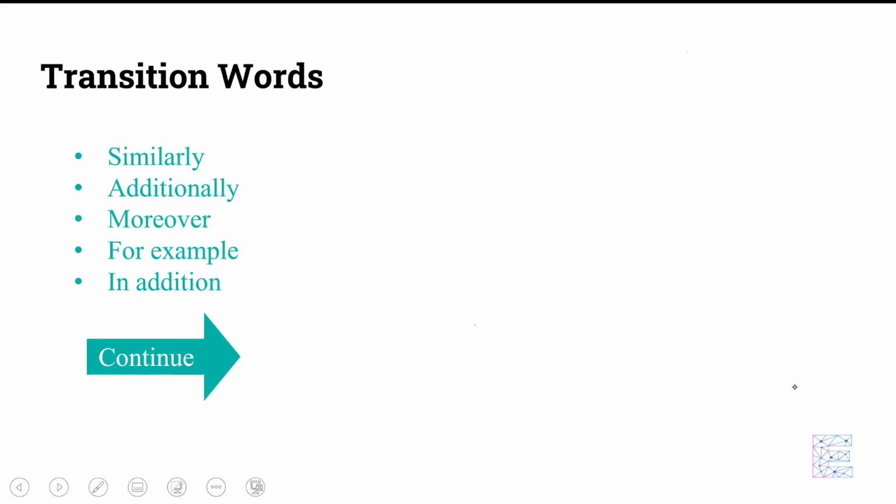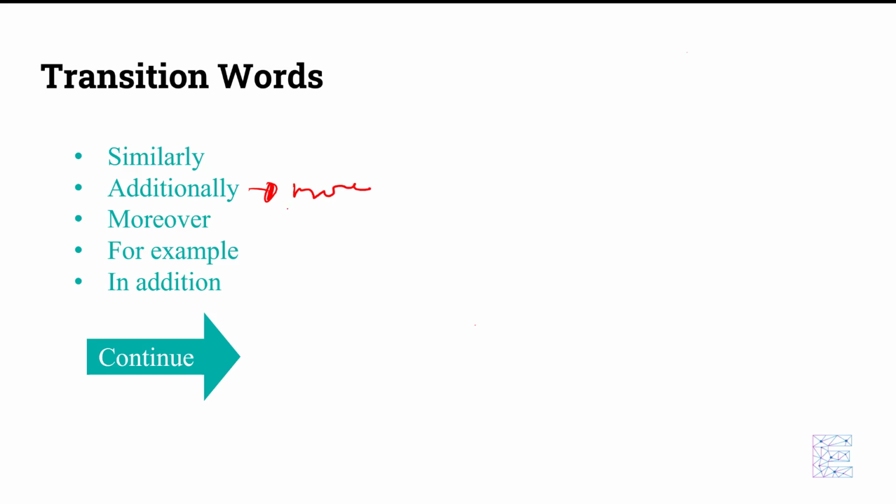The first group is continuing a thought, indicated by words like similarly, additionally, moreover, for example, and in addition. By no means is this an exhaustive list, just listing a few words here to help you understand what these are. Now, one of the ways that I think would be useful to understand these transition words is as follows. If you hear someone saying additionally, you want to prime your mind to go, all right, I'm getting ready to hear more of what I just read, right?